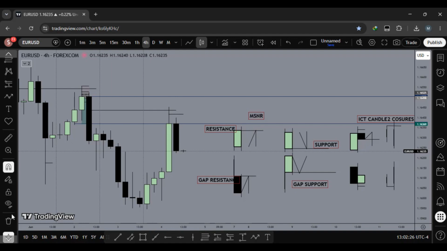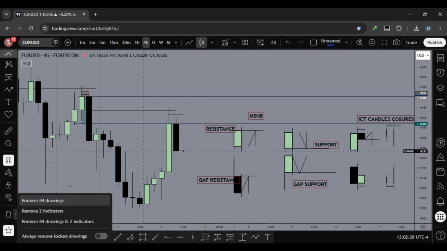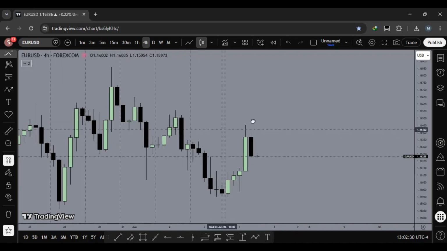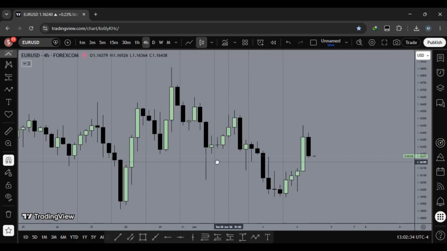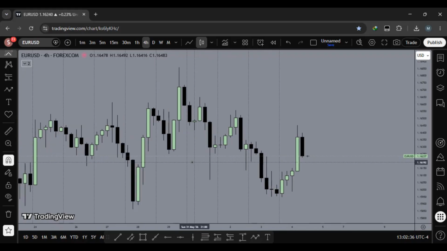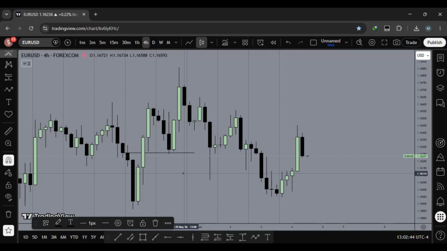Let me clear the chart. Okay, now look at this, guys. Let me show you something. Remember, this is a resistance and a turned support.